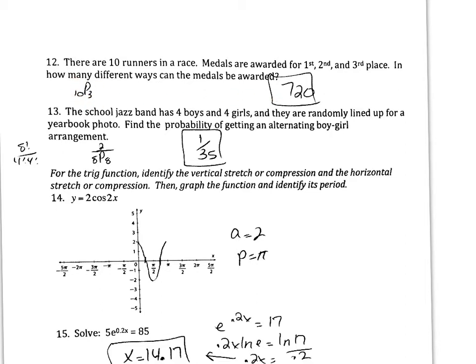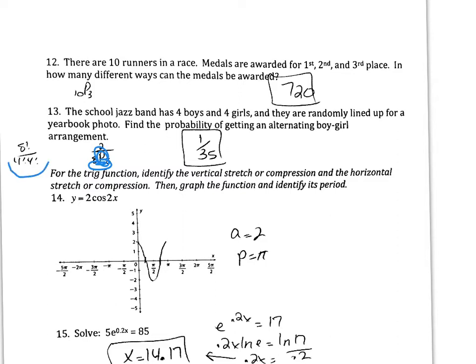720. 13, school jazz band has 4 boys and 4 girls. They are randomly lined up for a yearbook photo. Find the probability of getting an alternating boy-girl arrangement. Now, first of all, I about messed it up. I wrote that at first. Then it hit me that there are 4 boys and 4 girls, which means they're repeating. So I need to mark that out.